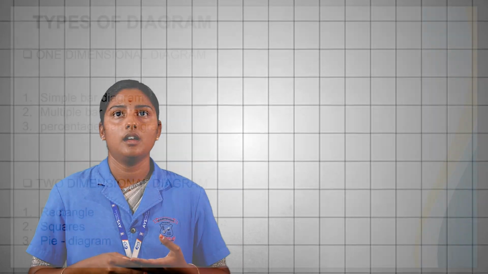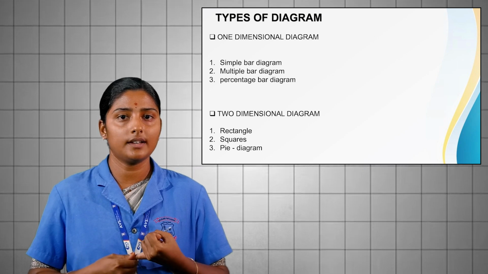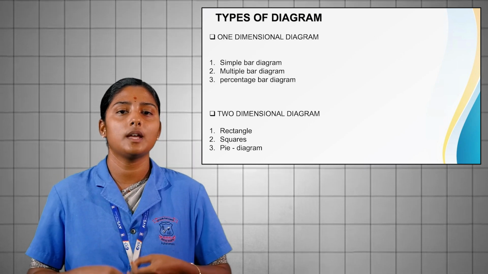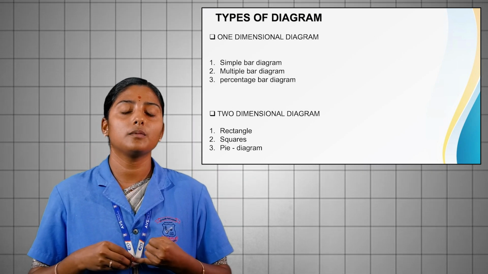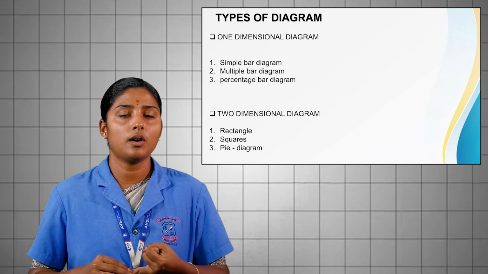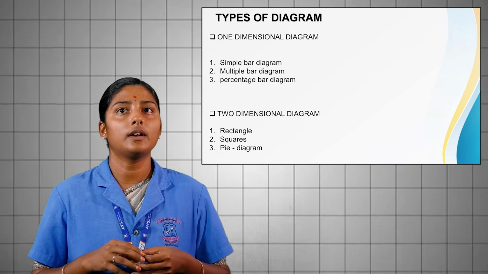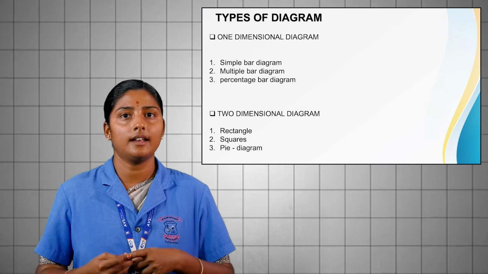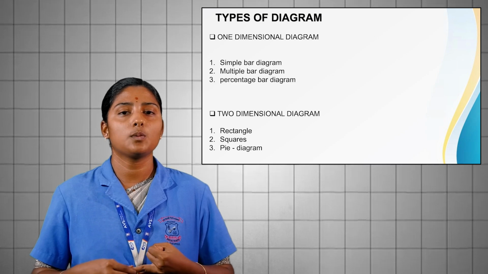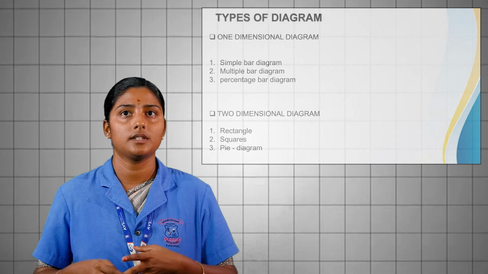Types of diagrams. There are two types: one-dimensional diagrams and two-dimensional diagrams. One-dimensional diagrams are the simple bar diagram, multiple bar diagram, and percentage bar diagram. The two-dimensional diagrams are the rectangle, square, and pie diagram.